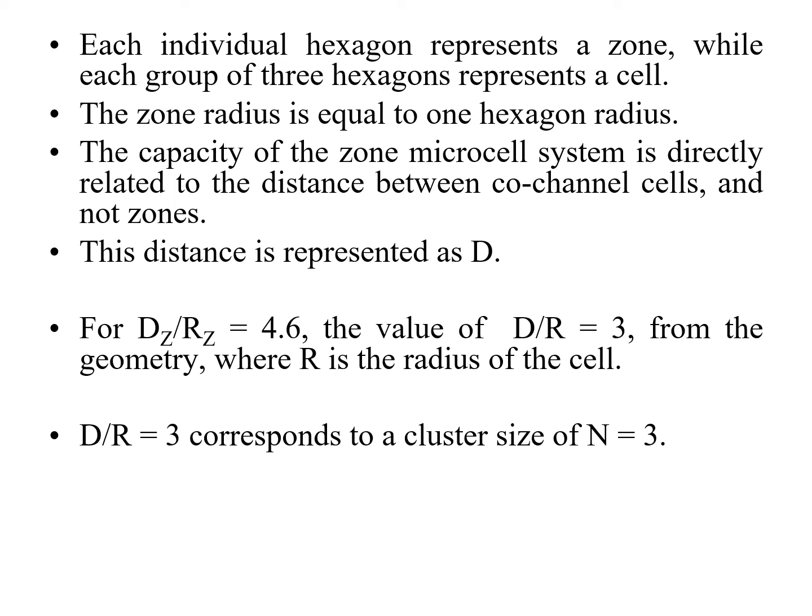The capacity of the zone microcell system is directly related to the distance between co-channel cells and not zones. This distance is represented as D. For DZ by RZ equal to 4.6, the value of D by R is equal to 3. From the geometry, where R is the radius of the cell, D by R equal to 3 corresponds to a cluster size of N equal to 3.